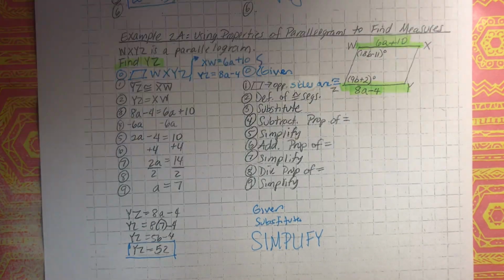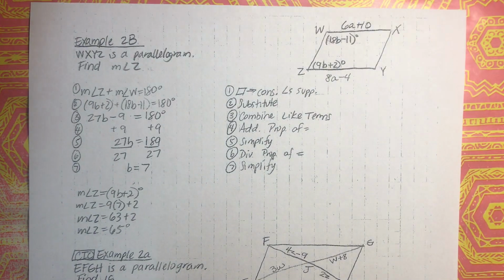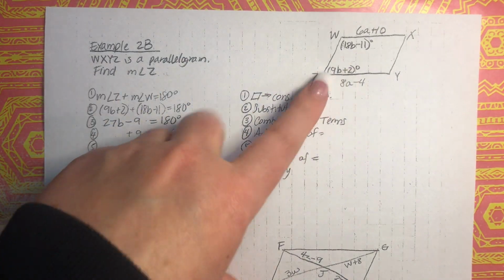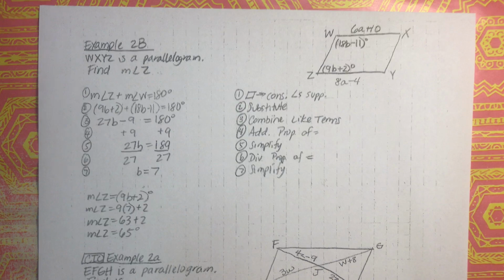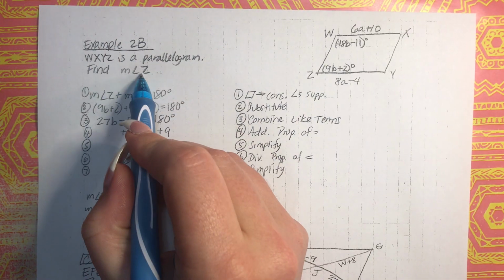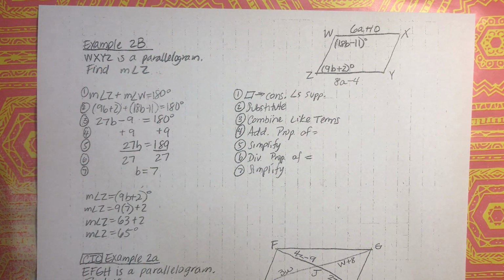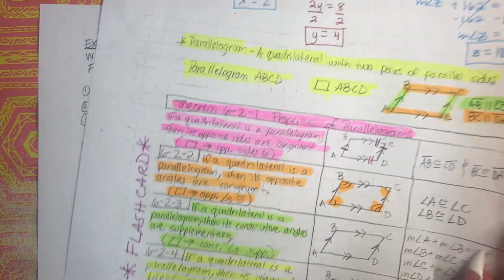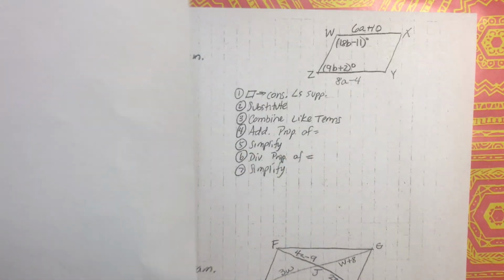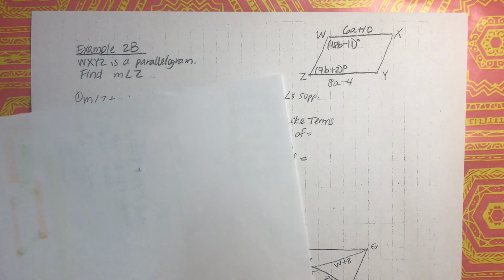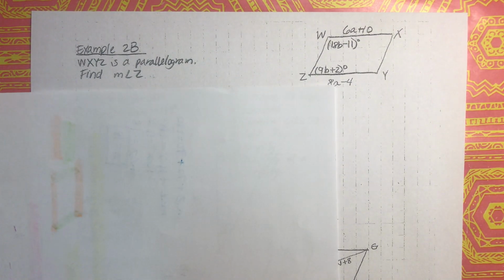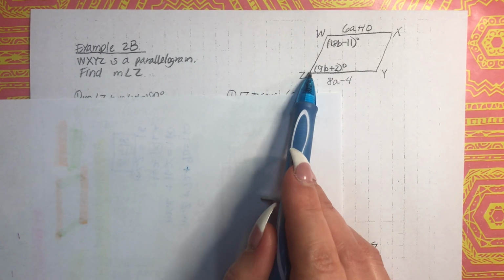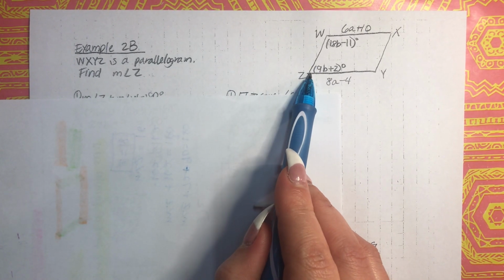Okay, let's look at example 2B. So surprise, surprise, we have another parallelogram right here. This time we're supposed to find the measure of angle Z. Oh, parallelogram, that means it opens the treasure box of these 4 lovely theorems. So let's just take a peek here. We have all of this given information right here, and what does it want? It wants the measure of angle Z.